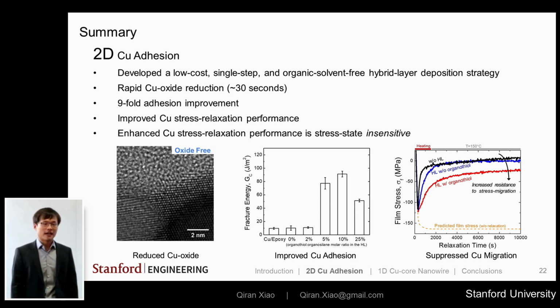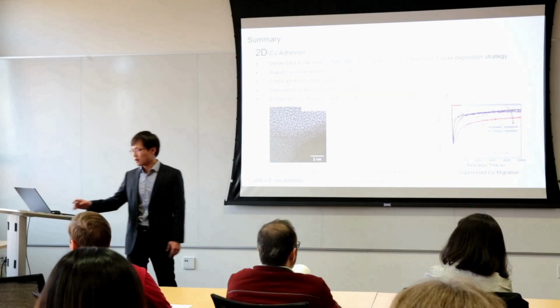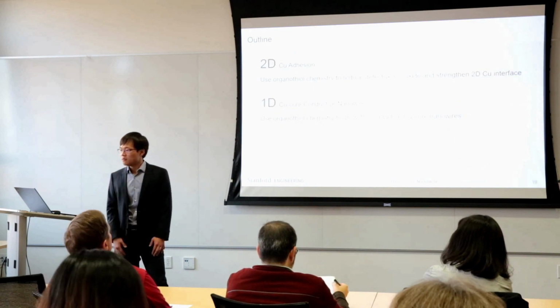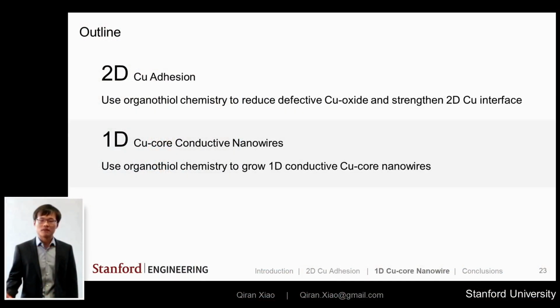And we further prove that this improved stress relaxation performance is stress state insensitive, meaning that our hybrid layer is as effective in passivating copper film under compression as under tension. So that's our work focusing on existing technology. And in emerging technology, copper continues to be an essential component to microprocessor design and evolution.